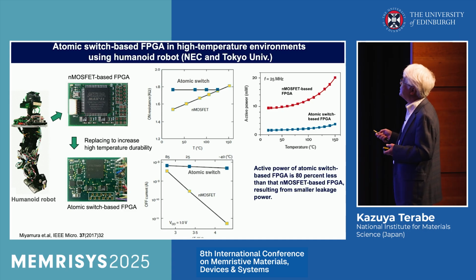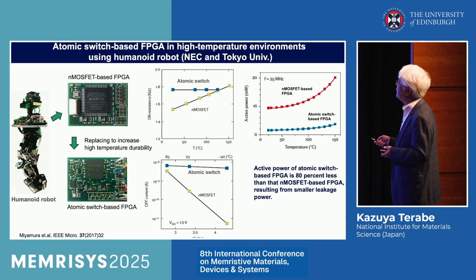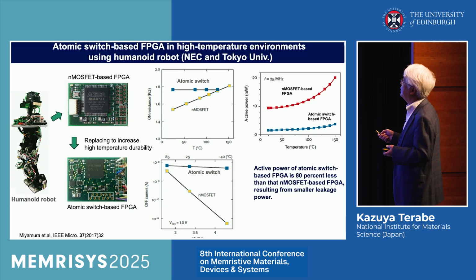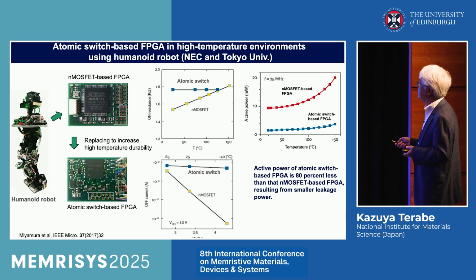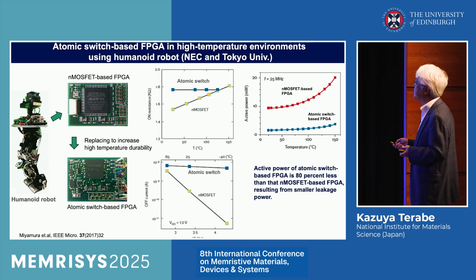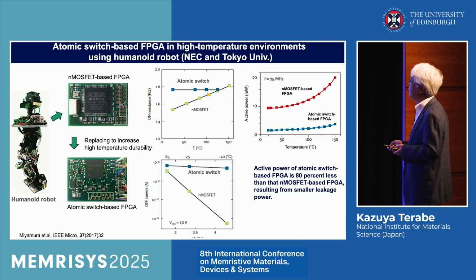This shows the atomic switch performance and temperature changing. So this is temperature, and this is on resistance. So MOSFET resistance is changed like this, but atomic switch is very stable. And also this is off current. So this is temperature. Even changing the temperature, atomic switch off current is very stable, but MOSFET is changed rapidly, a very large amount of change like this.